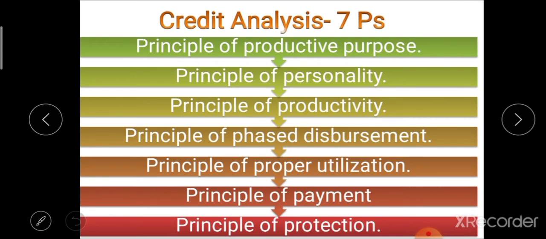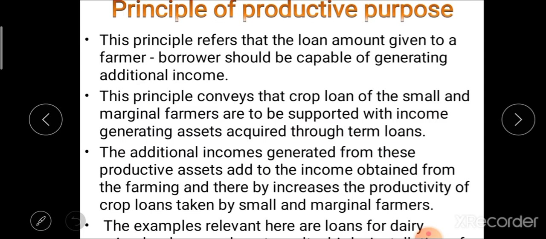So these 7 P's are: first one, principle of productive purpose, principle of personality, principle of productivity, principle of phased disbursement, principle of proper utilization, principle of payment, and last one, that is principle of protection. So we see one by one these 7 principles. In that first one, that is principle of productive purpose.